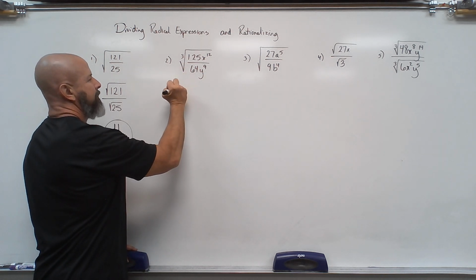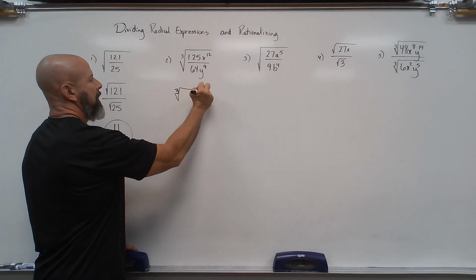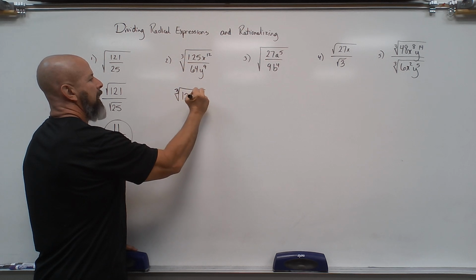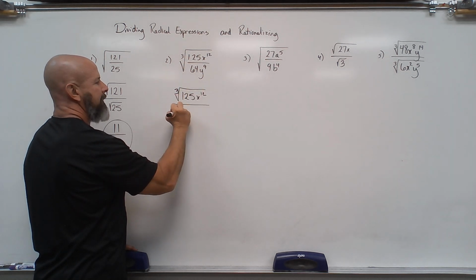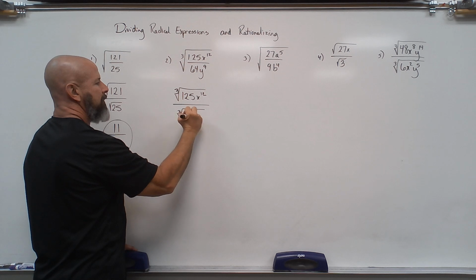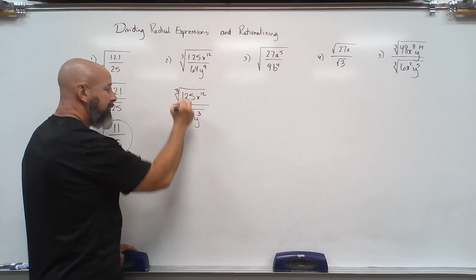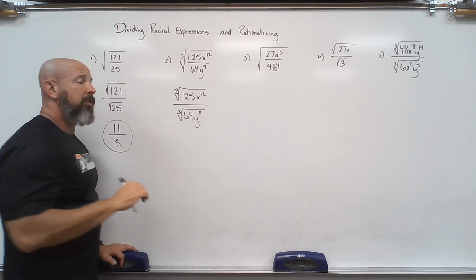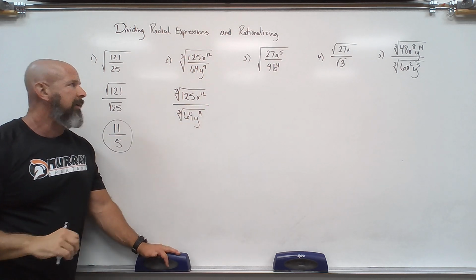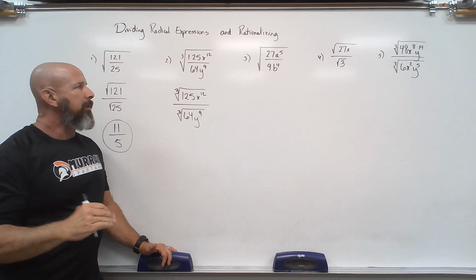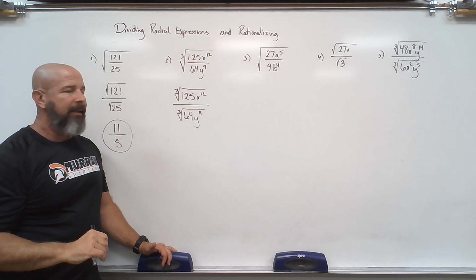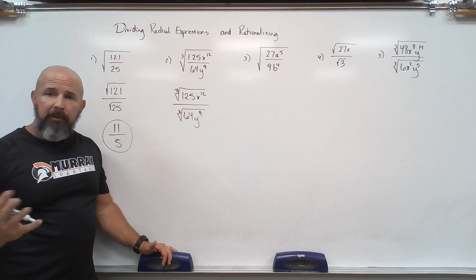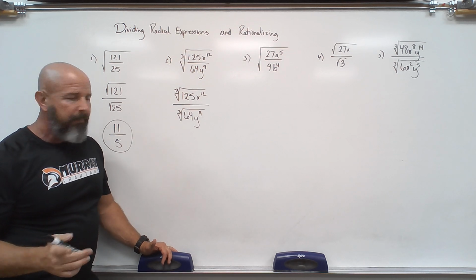So number 2, it helps to rewrite it. I'm going to rewrite it, or you would always want to if it helps you, as two different cube roots. So I would have the cube root this time of 125x to the 12th over the cube root of 64y to the 9th. So I'm dealing with a cube root this time instead of a square root.